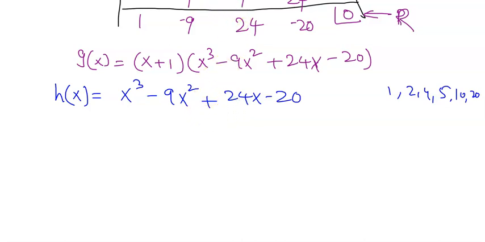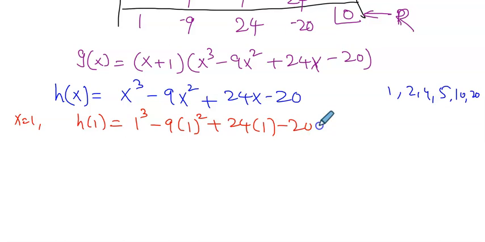So let us check with 1. h of 1. I'll take x is equal to 1 to give me h of 1 is equal to 1 cube minus 9 times 1 square plus 24 times 1 minus 20. That is 1 minus 9 plus 24 minus 20. What do you get from this? 1 plus 24 is 25 minus 29. So definitely this is not 0. Right? And one more thing, you can just put it in calculator.